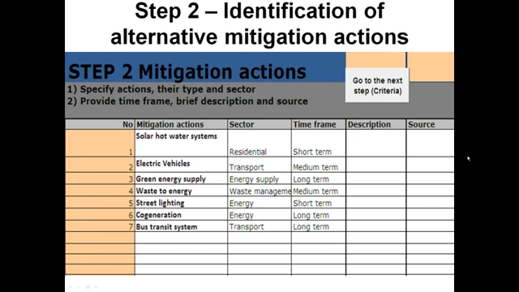What you see here is just an example. So we have different actions to reduce greenhouse gas emissions, which could vary from solar hot water systems to electric vehicles, green energy supply, and so on, depending on the emissions profile we have and the sectors we want to focus.